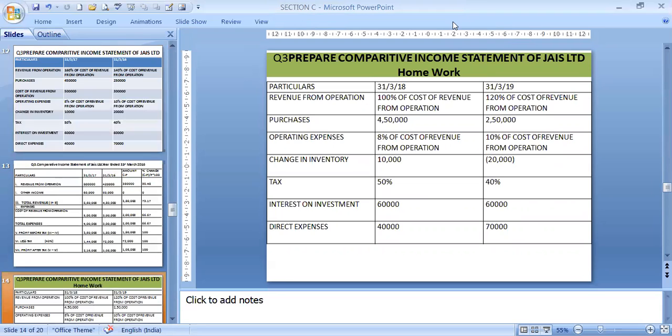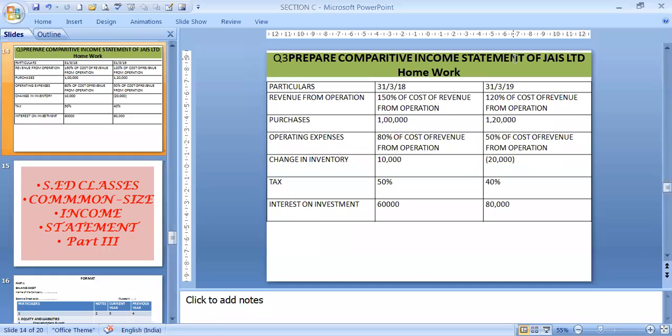So this is your sum, students: 150% of cost of revenue from operation. First of all, you need to find the cost of revenue from operation. For that there is a little mathematical formula: purchase plus operating expense plus change in inventory is equal to cost of revenue from operation. One hint I have given: take cost of revenue from operation as X and try to do your sum. Then you will get the cost of revenue from operation, and only then can you get revenue from operation also. So this is the sum.